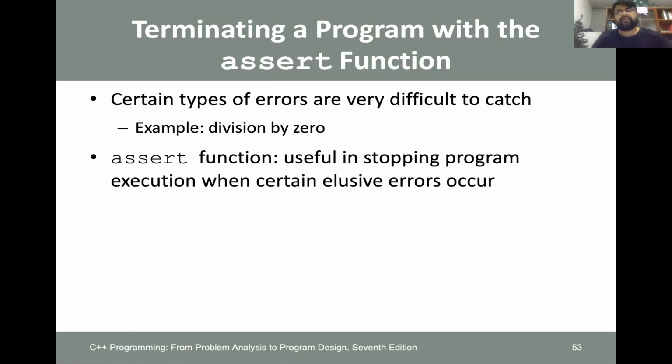A program can also be terminated by using an assert function. What is an assert function? An assert function is useful in stopping program execution whenever certain types of errors occur that we cannot catch while writing the program. For example, a division by zero error sometimes occurs because of a wrong input by the user. To stop that kind of input, you can use an assert function or an if-else statement. The assert function is a shortened form of the if statement.